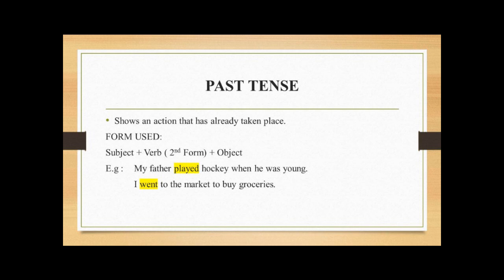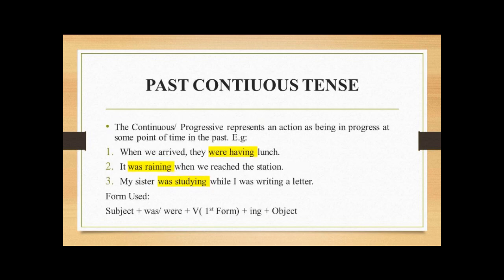Now we come to the past tense. You have already done that past tense shows an action that has already taken place, and the form used here is subject plus second form of the verb plus object. My father played hockey when he was young. I went to the market to buy groceries.